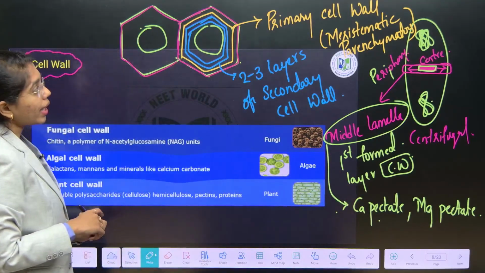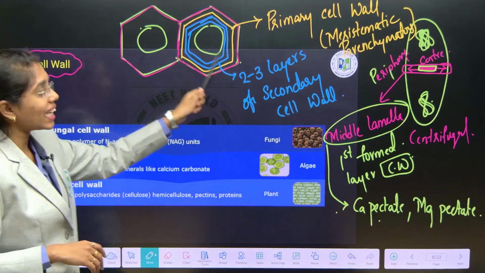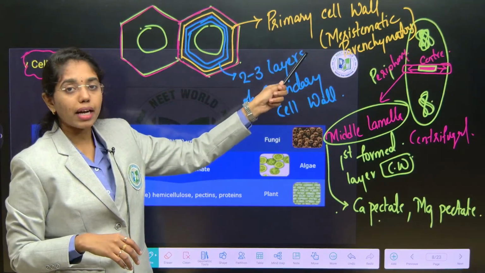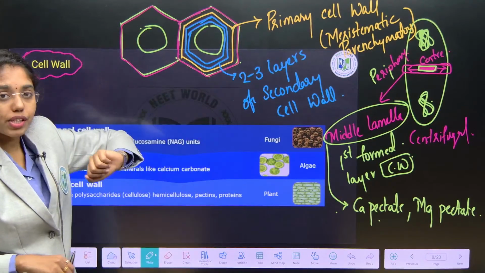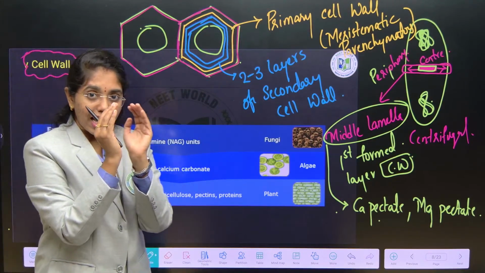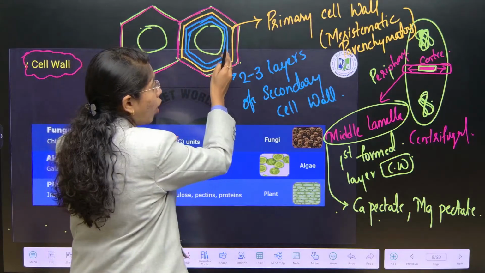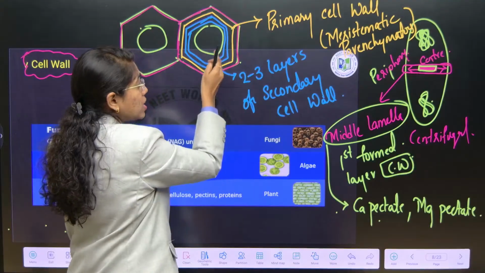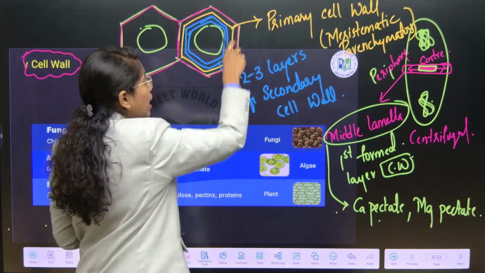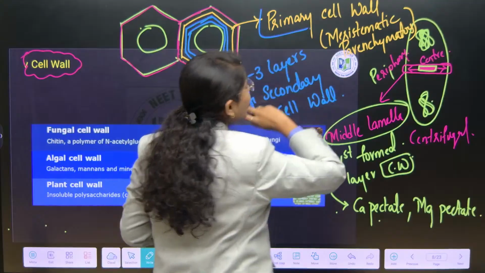Remember that. The primary cell wall is single layered, parenchymatous and meristematic, and there are 2 to 3 layers of secondary cell wall. As the layers of the secondary cell wall increase, the primary cell wall layer will get crushed.